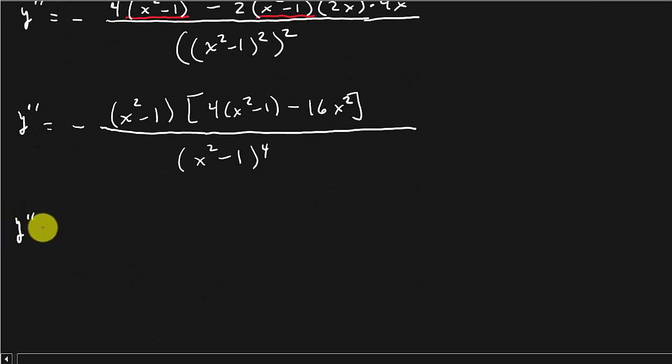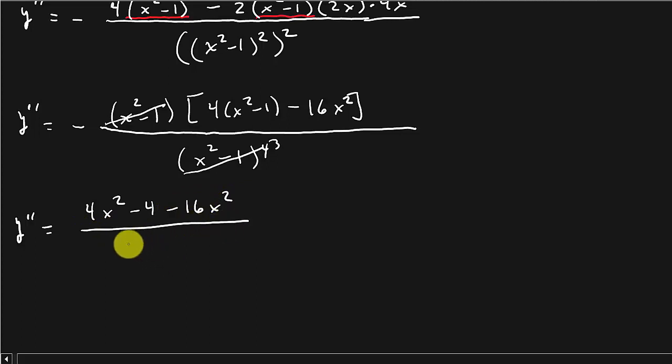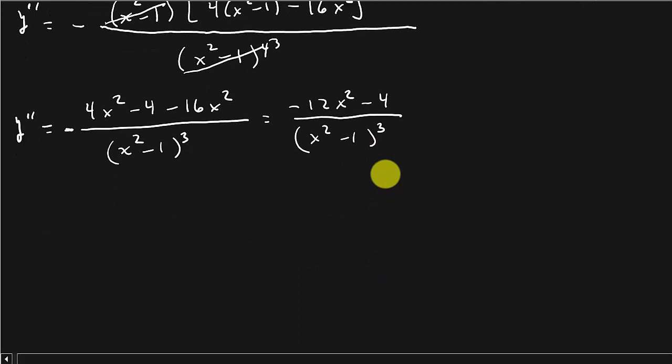And so now look at this. See, x squared minus 1, x squared minus 1, that's left with a cubed. And so I'm left with 4x squared minus 4 minus 16x squared over x squared minus 1 cubed. And let me bring my negative down. And so this is going to be negative 12x squared minus 4 over x squared minus 1 cubed.